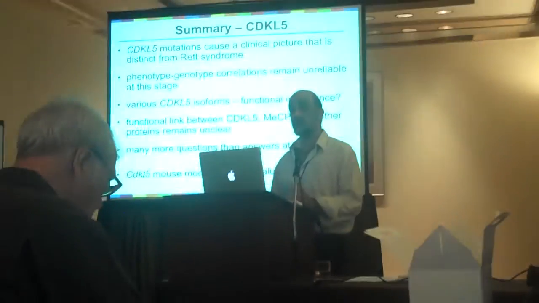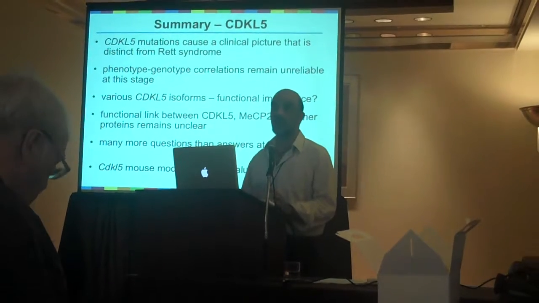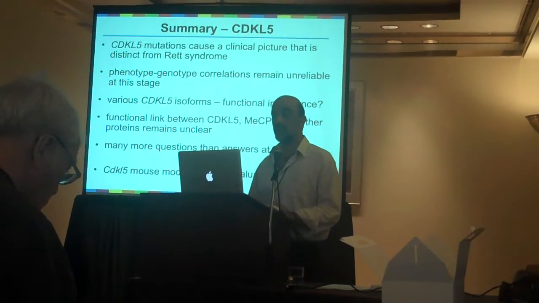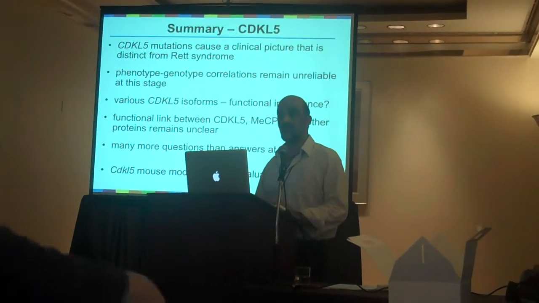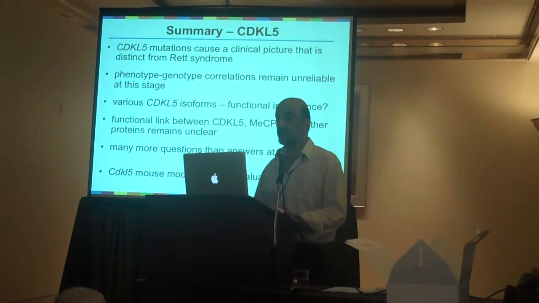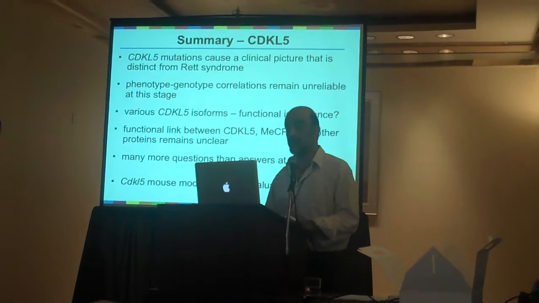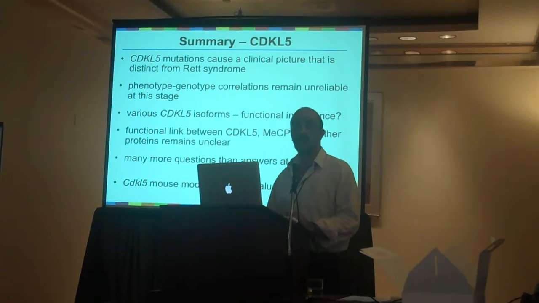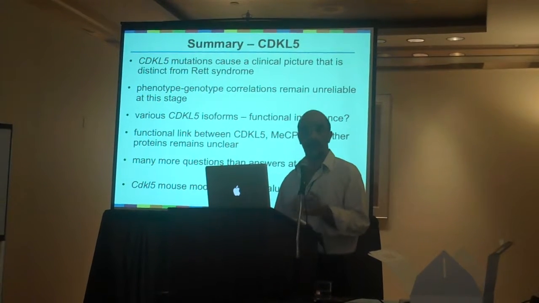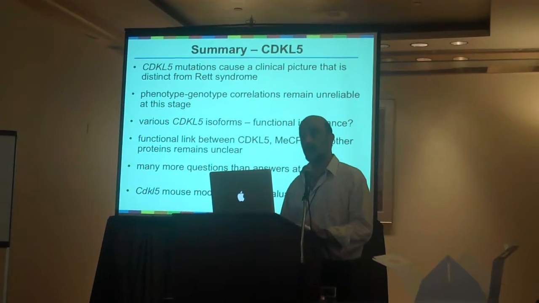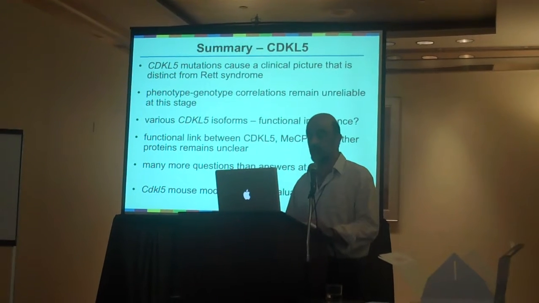form a clinical picture that's distinct from Rett syndrome. At the moment, phenotype-genotype correlations, so clinical picture to gene, are still not there. The new isoforms, the new flavours of CDKL5 are extremely interesting, and it remains to be seen what their functional importance is, and what the links between CDKL5 and MECP2 are in terms of the effect on the nature of the disease and its progression. So there are lots of questions.